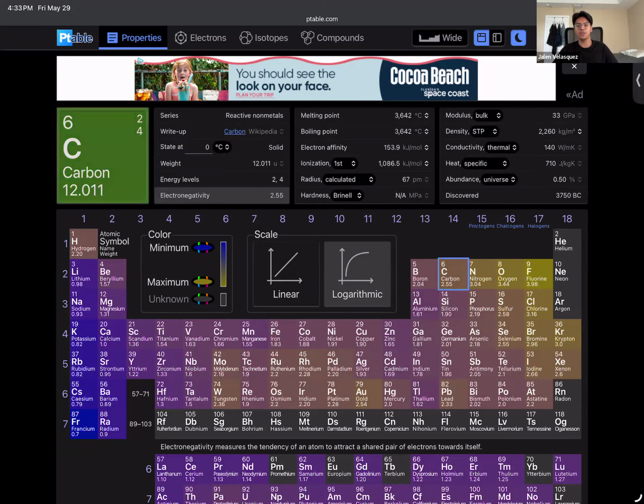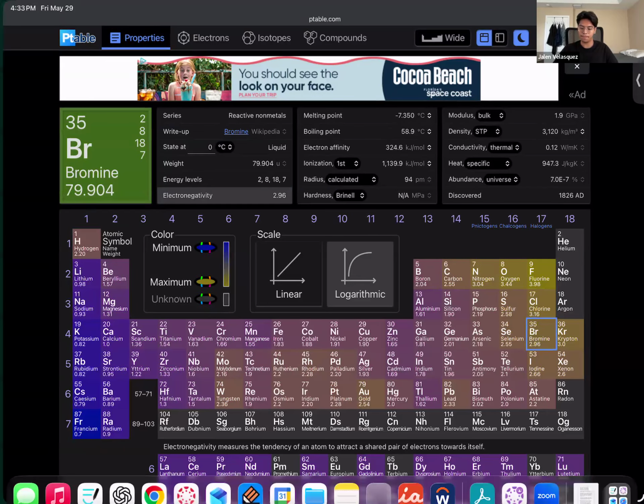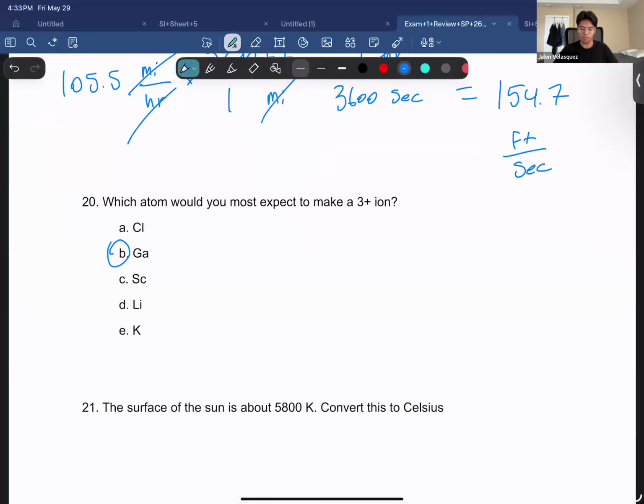Group 14 you don't have to know because it's either +4 or -4, so you don't have to worry about that. Then you move over to the nonmetals. Group 15, the elements in this group will make a -3 ion. Group 16, these will make a -2, and group 17, these will make a -1. Okay, so just make sure you know that. So that's why gallium is the answer.